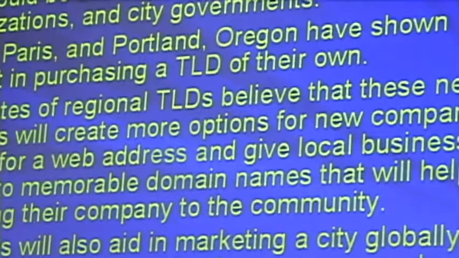Because of the new rules, many organizations and individuals have created plans to apply for a city TLD that would be used by local businesses that are apropos to that neighborhood and that city, civic organizations, and city governments, although city governments often have .gov. Berlin, Paris, and Portland, Oregon have shown interest in purchasing a TLD of their own.